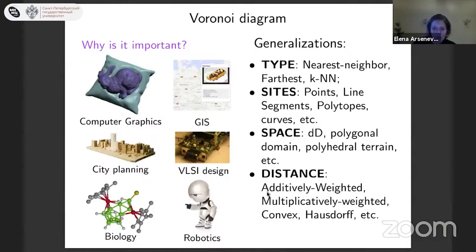And then the fourth variable thing in the Voronoi diagram concept is the distance. So you can have, for example, Euclidean distance, which is the standard thing. You can have additively weighted distance, where each site also has some weight which you add to every distance when you compute a distance from a point to a site, or multiplicatively weighted, where you multiply the distance by some parameter. Convex distances, where your unit ball is not really a ball but a convex shape, and you consider the smallest homothets of this shape, for example, Hausdorff distance, and other things. So there can be many variations of this.